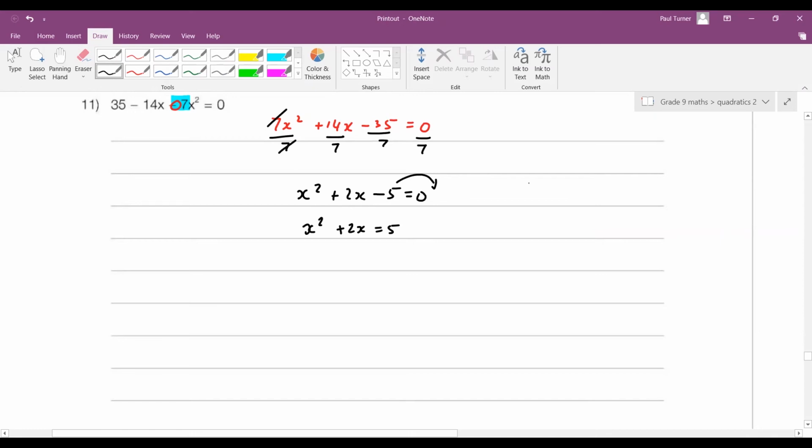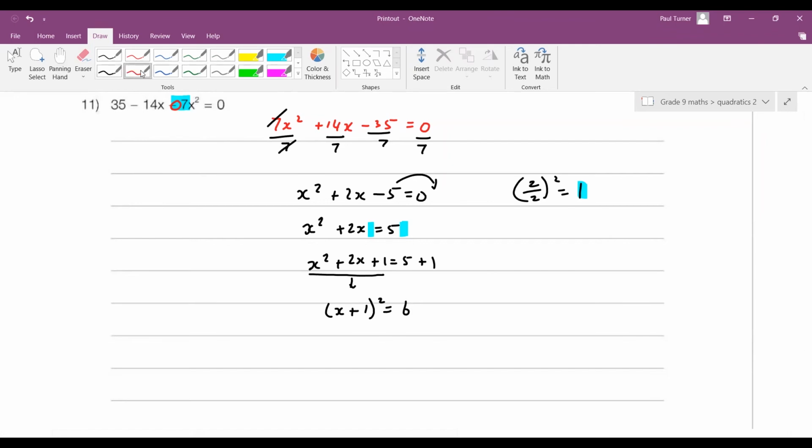The middle number is 2, so halve and square that, you'll get 1. So add your number to both sides in here. So you'll end up with x squared plus 2x plus 1 equals 5 plus 1. This is your complete square already. So you'll have x plus the square root of 1 is 1, squared equals 6.